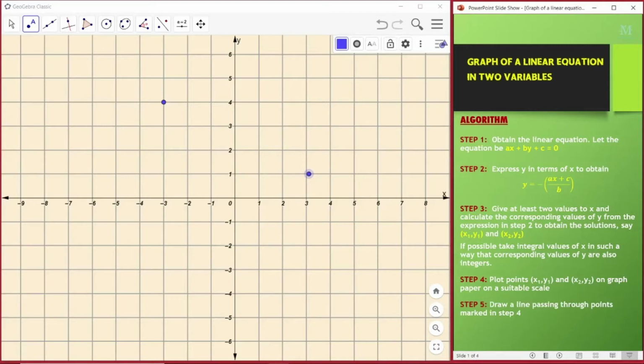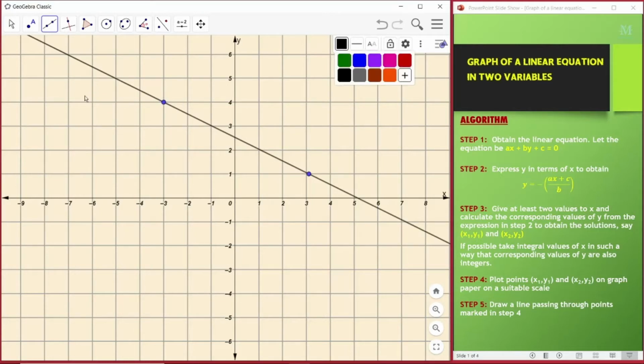स्टेप 4 में हमने जो 2 पॉइंट्स मार्क करे हैं इनसे पास होती हुई एक लाइन हमें ड्रॉ करनी है. We have to draw a line passing through these 2 points. So this is our line passing through these 2 points. The line so obtained is the graph of equation ax plus by plus c is equal to 0. These are the basic steps to follow to get graph of a linear equation in two variables.